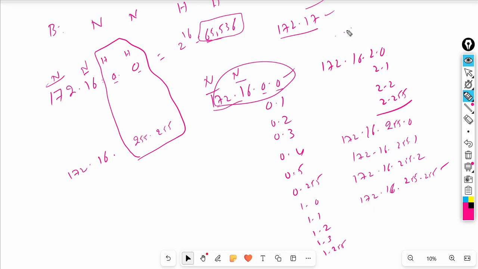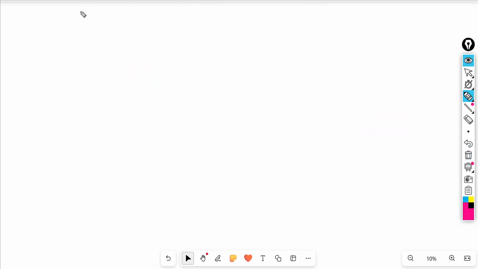Understand? Right? In class A also it is the same. But in class A we have 1 crore 67 lakh 77,216 IPs, because we have one network portion and three host portions. Only one portion is the network portion. For example, 10.0.0.0. This is the network portion. This is the host, this is the host, this is the host.